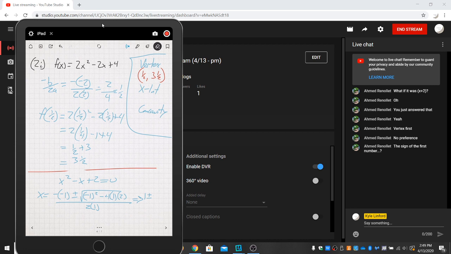And you know what? I'd like more space. So give me 1 sec. Let me just clear some space here. And let me see what we had. We were figuring out x squared minus x plus 2 equaling 0. And I said x equals negative negative 1 plus or minus the square root of negative 1 squared minus 4 times 1 times 2 all over 2 times 1.